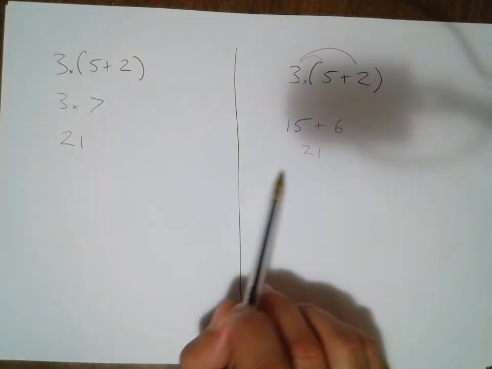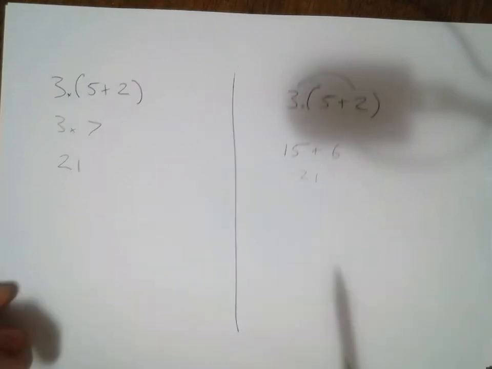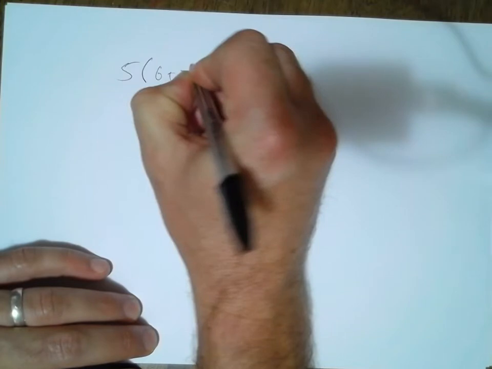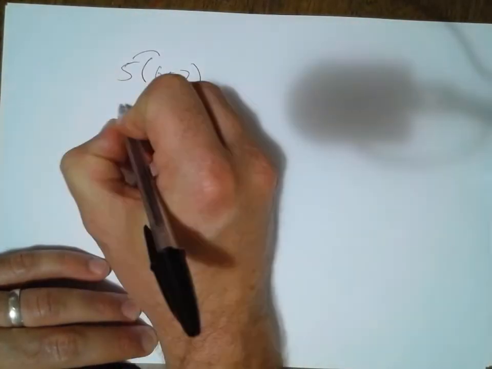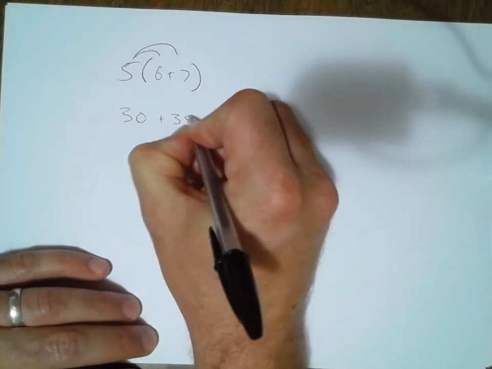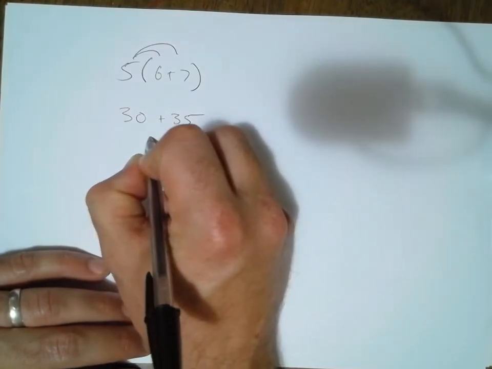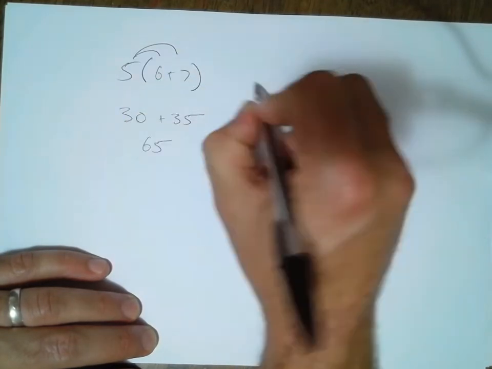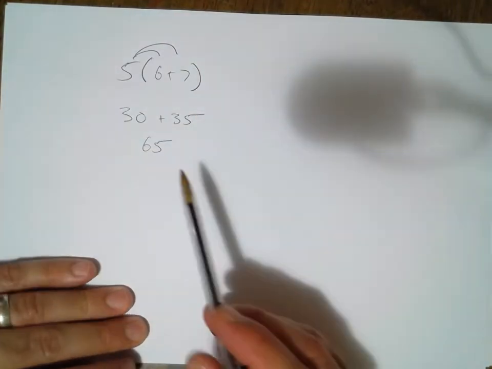So both get 21. So this is just proving that it works. Right? And so basically, I can apply that to anything. So I again go 5 times 6 is 30. 5 times 7, 35. 30 plus 35 is 65. If I wanted to check, 6 plus 7 is 13. 13 times 5, 65. Alright, so that's how it works.